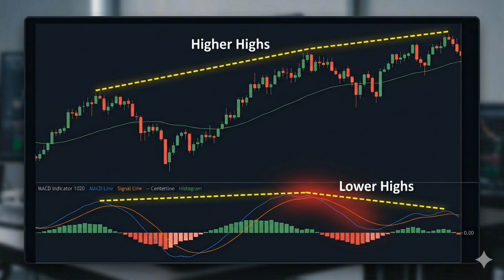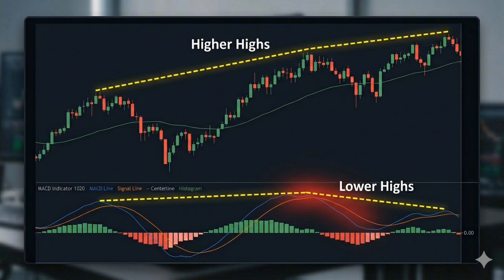Bullish divergence is the opposite. The price hits a lower low, but the MACD shows a higher low. This tells us that despite the falling price, selling pressure is drying up. Divergence doesn't always mean an immediate crash or rally, but it's a massive heads up to tighten your stop losses.